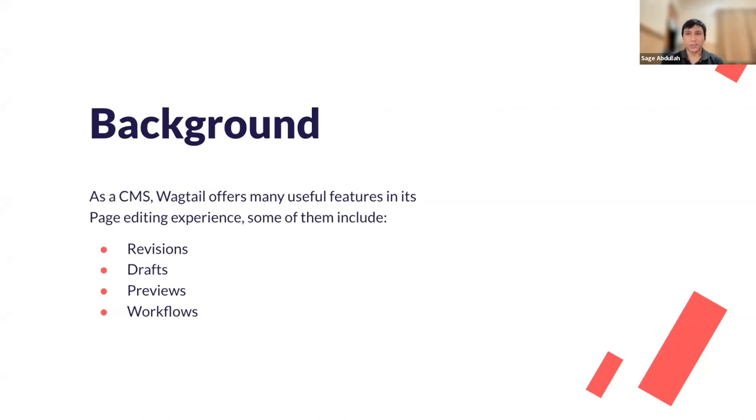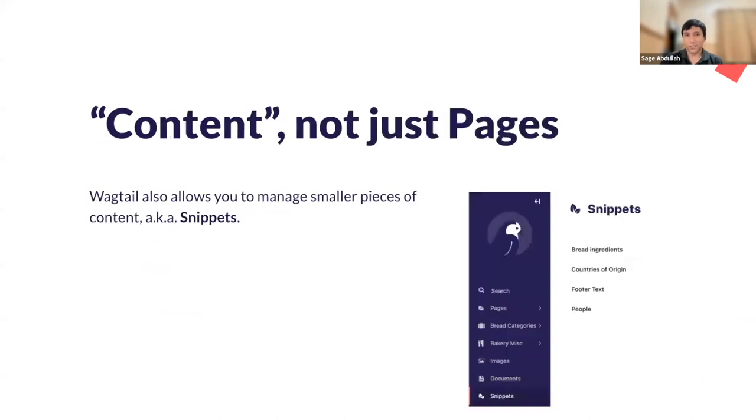There are also workflows that let you moderate pages before they go live. These are all very useful features, and they are essential to a CMS. But a CMS, or content management system, is not just about pages. A page may consist of small bits of information or content that could be managed individually. So Wagtail also allows you to manage smaller pieces of content, also known as snippets.